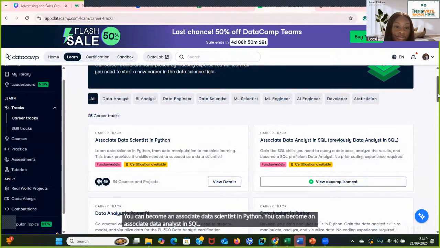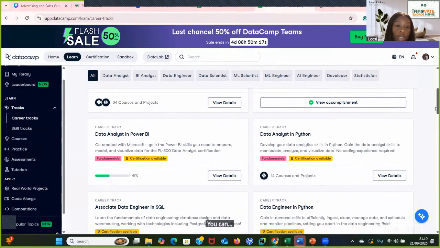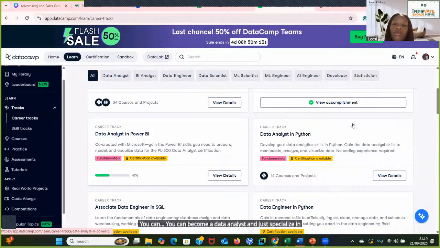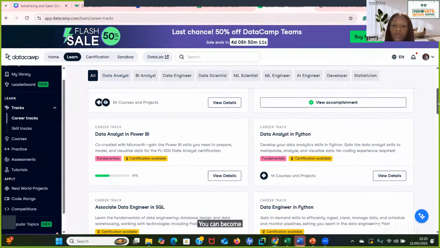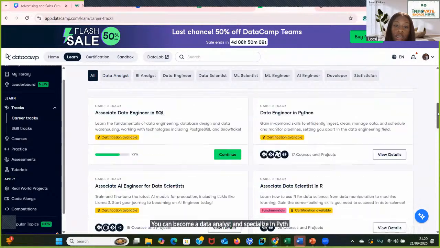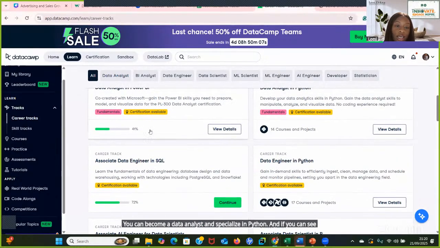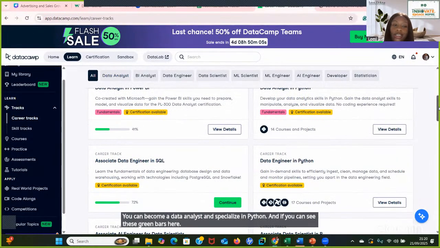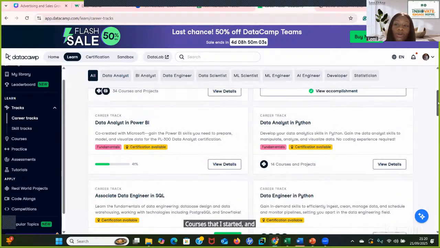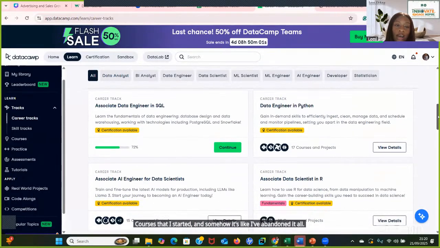You can become a data analyst and just specialize in Power BI. You can become a data analyst and specialize in Python. And if you can see, these green bars here are courses that I started, and somehow I've abandoned them, but of course I have the knowledge.